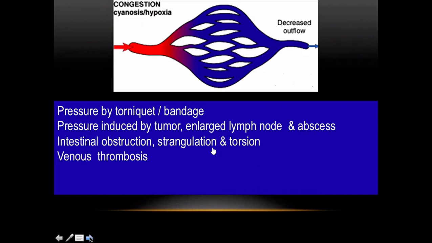And also the pressure induced by tumor, enlarged lymph node and abscess. And for those with intestinal obstruction, strangulation and torsion. And for those with venous thrombosis.